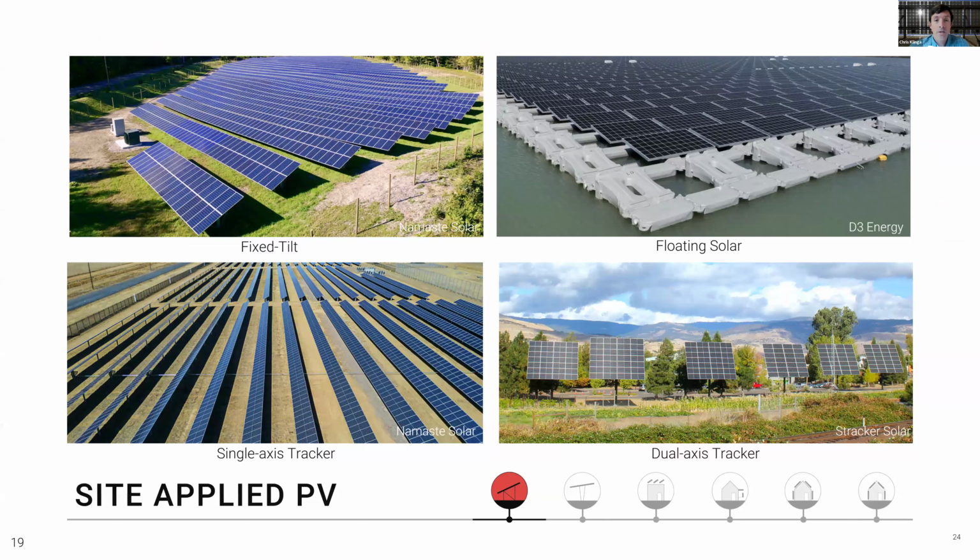Site-applied photovoltaics is the least integrated solar application category in the architectural solar continuum. While site-applied photovoltaics has a low level of integration, it is considered architectural solar, assuming it is coordinated with the architectural design process. Site-applied PV can be broken up into 4 main categories. They include fixed tilt arrays, floating solar, single-axis trackers, and dual-axis trackers.